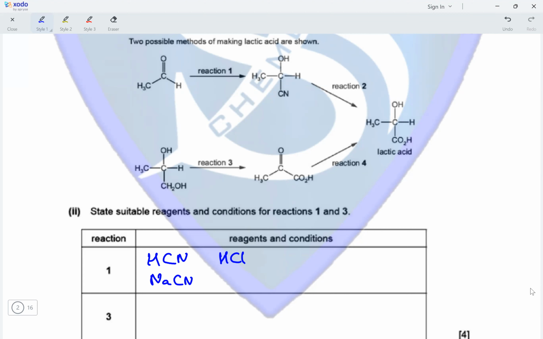And for reaction 3, we have oxidation taking place. So we need acidified K2Cr2O7 plus heat, that would oxidize the secondary alcohol into a ketone and the primary alcohol into a carboxylic acid.